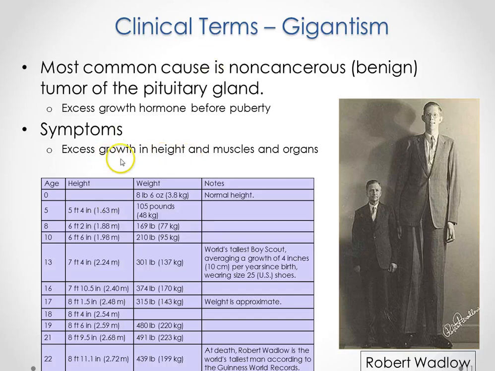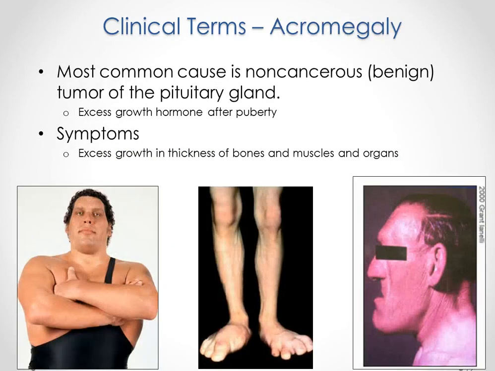Gigantism is really going to affect that height more than anything else. There is another condition that deals with excessive amounts of growth hormone, and this is called acromegaly. Acromegaly is caused the same way gigantism is, by a non-cancerous benign tumor on the pituitary gland, but in this case the tumor is formed after puberty. In gigantism, the tumor is formed before puberty. Acromegaly, the tumor is formed after puberty.